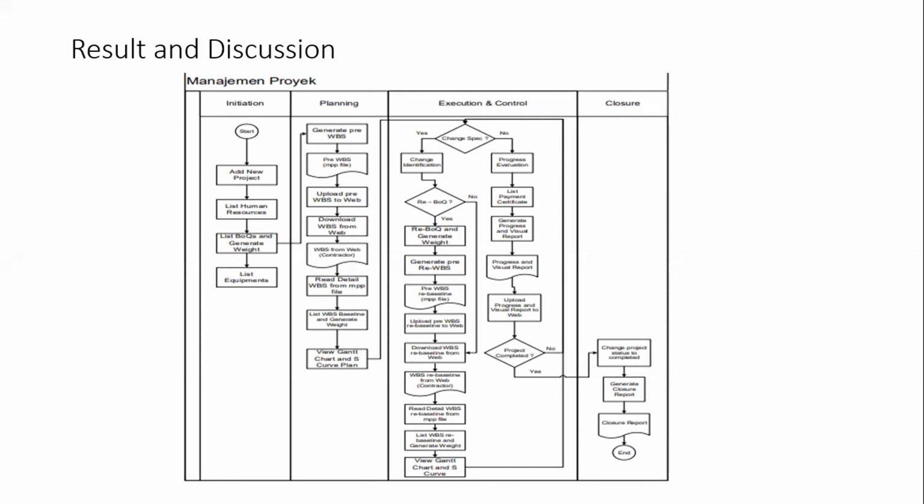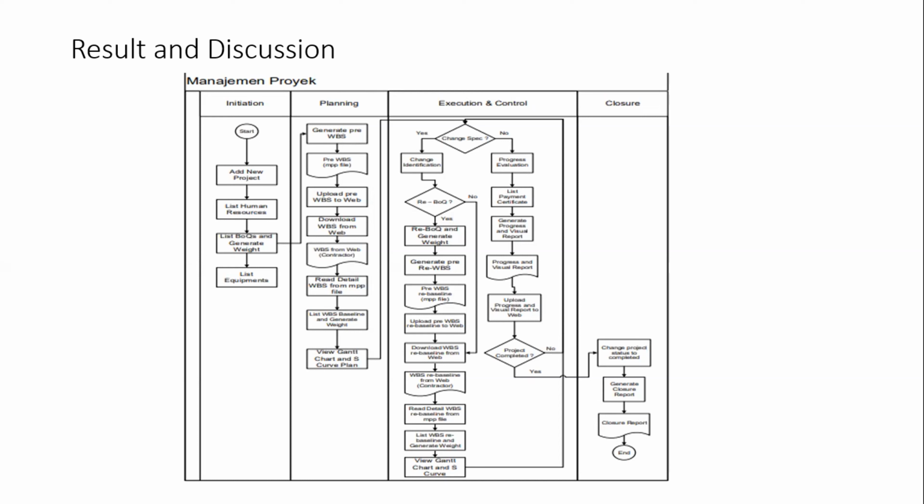In the planning process, we create the WBS, or work breakdown structure, baseline, Gantt chart, and the scope. After the planning process, it goes to the execution and controlling process. In this process, we ensure that the project data is not changed.